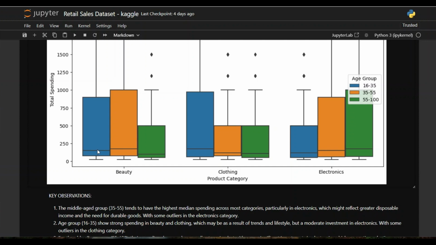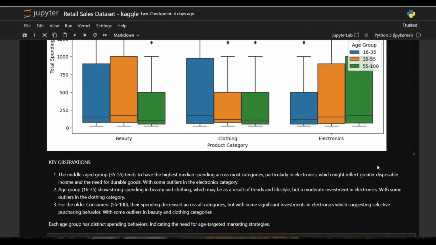Then for the age group 16 to 35, they show strong median spending across the beauty products and the clothing, and less in electronics. So this shows that this age group is more interested in fashion and beauty than electronics. Then for the age group 55 to 100, they made less spending. You can look at their median spending is really low under beauty and clothing, but the highest for electronics, which shows that these people are spending more on electronics than any other products.